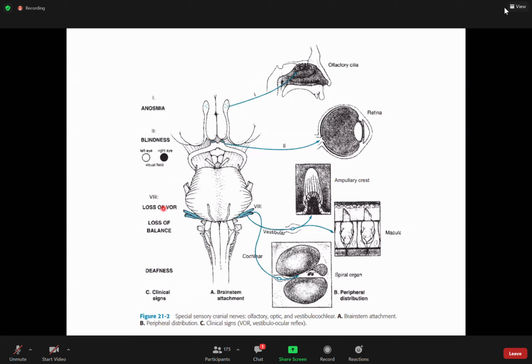So if you lose this reflex, there is a chance that you have damage to the eighth cranial nerve, or you lose balance also. This is also a sign for damage to the vestibular component of the vestibulocochlear nerve. And if you damage the cochlear component of the vestibulocochlear, then there would be deafness, because it is responsible for hearing.